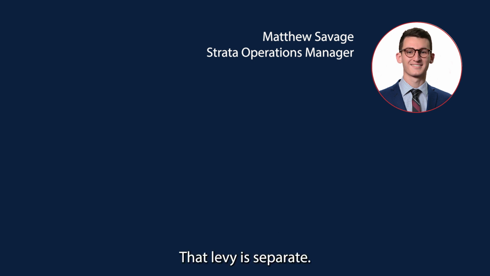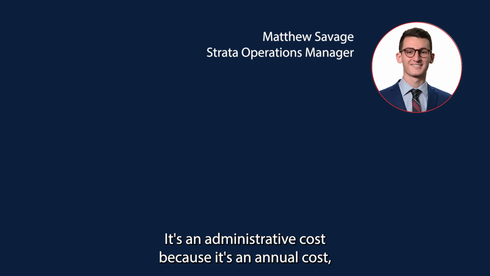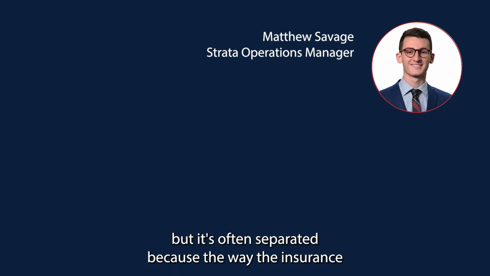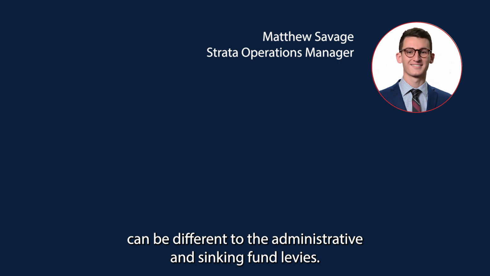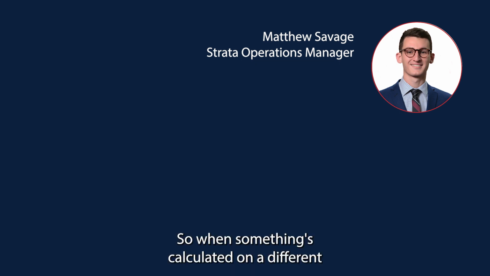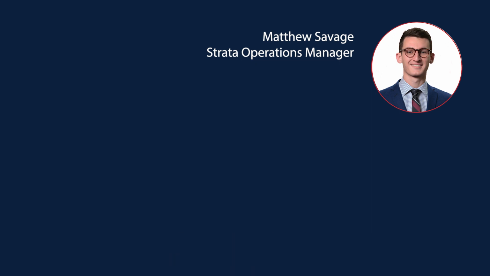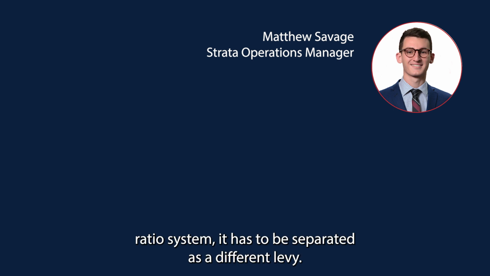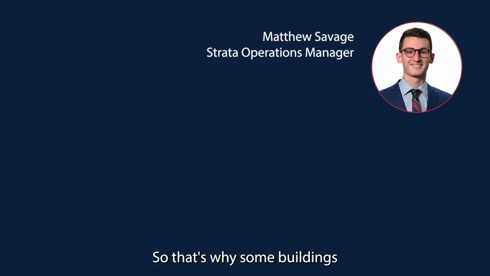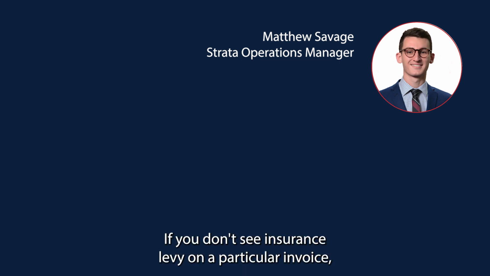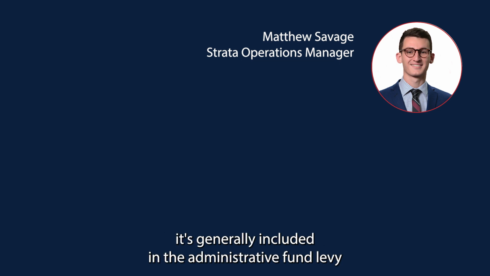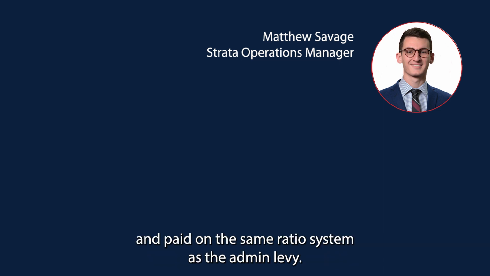That levy is separate. It's an administrative cost because it's an annual cost, but it's often separated because the way the insurance levy is calculated based on individual lots can be different to the administrative and sinking fund levies. So when something's calculated on a different ratio system, it has to be separated as a different levy. So that's why some buildings you'll see an insurance levy and some buildings you won't. If you don't see an insurance levy on a particular invoice, it's generally included in the administrative fund levy and paid on the same ratio system as the admin levy.